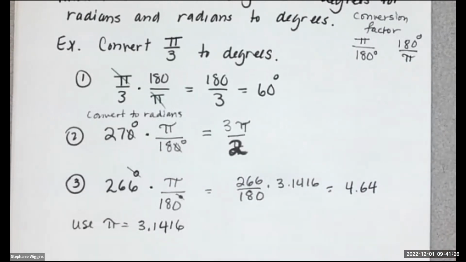I was wondering why you already had 266 over 180 right here. Yeah. Okay, because the original problem is 266. We're converting that to radians. But instead of just leaving the pi there, the instructions in the problem say use pi equal 3.1416. So when you do the calculation, you want to use the pi that they give you instead of the calculator pi, so that your answer will match their answer. Does that answer your question? Yeah. Okay.